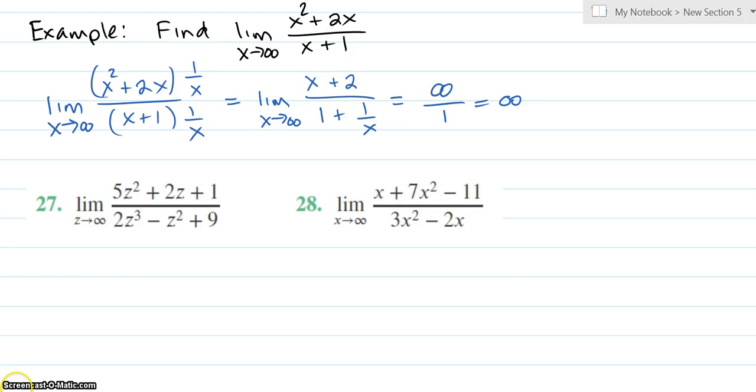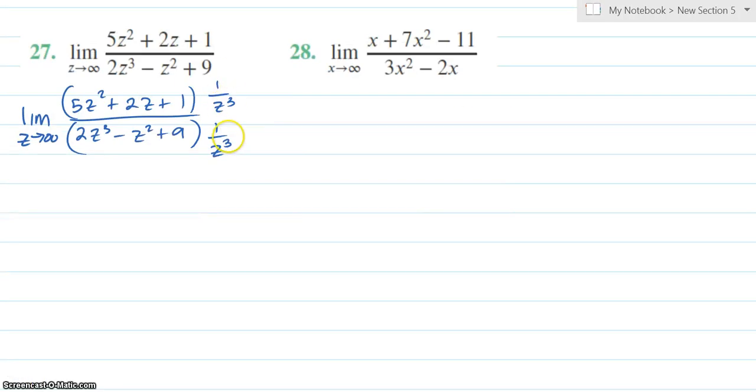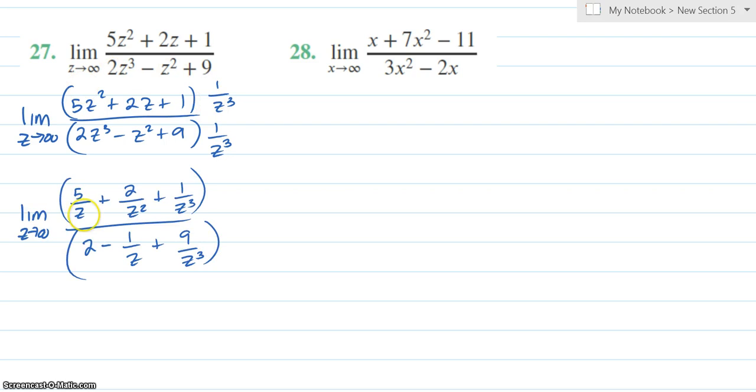So let's go ahead and try it. I'm going to multiply top and bottom by 1 over z cubed. And what am I going to get? I get 5 over z plus 2 over z squared plus 1 over z cubed. Here we just get a 2, 1 over z, and a 9 over z cubed. If I look at both the numerator and the denominator, the numerator just goes to 0, and the denominator goes to 2, which is what our instincts should have been.